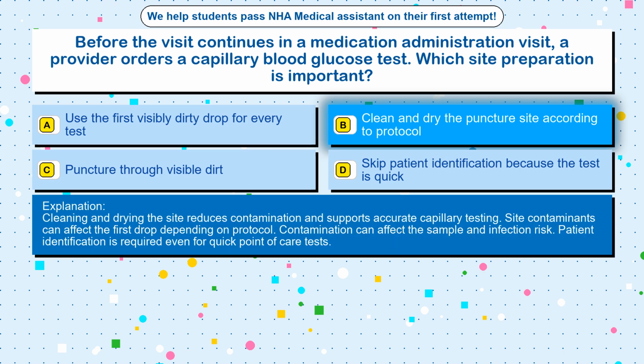Cleaning and drying the site reduces contamination and supports accurate capillary testing. Site contaminants can affect the first drop depending on protocol. Contamination can affect the sample and infection risk. Patient identification is required even for quick point-of-care tests.